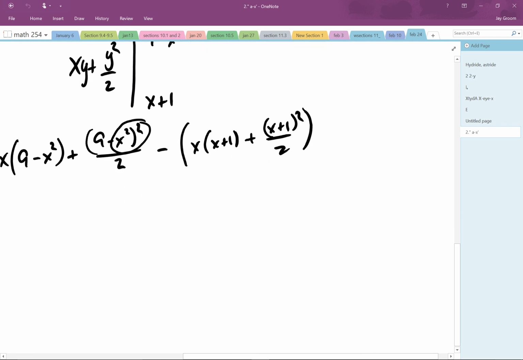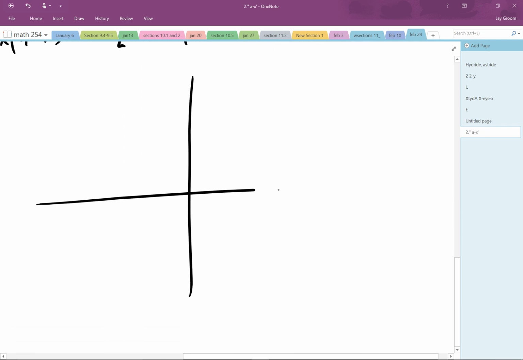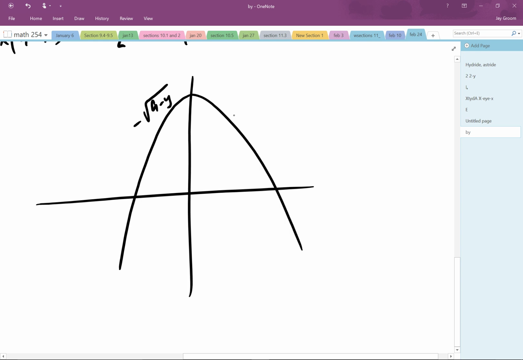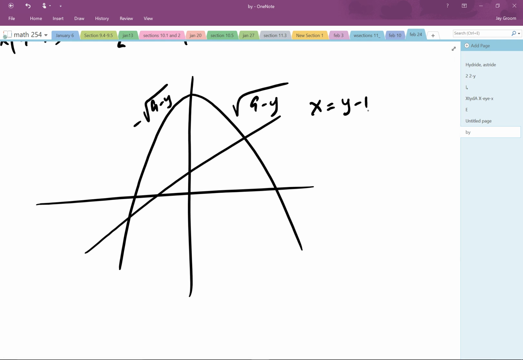Interesting. The plot thickens. Now, here we go. This is negative square root of 9 minus y. And this is positive square root of 9 minus y. And this function here, which of course was y equals x plus 1, is now going to become x equals y minus 1. What's the purpose of switching the variables again? Knowing, because I'm going to integrate the other direction this time.